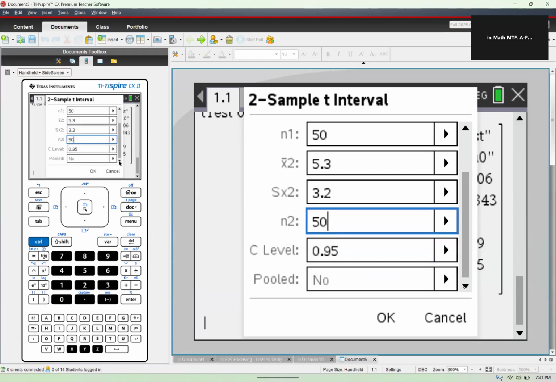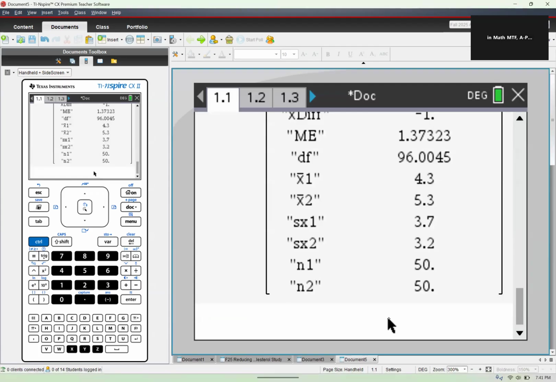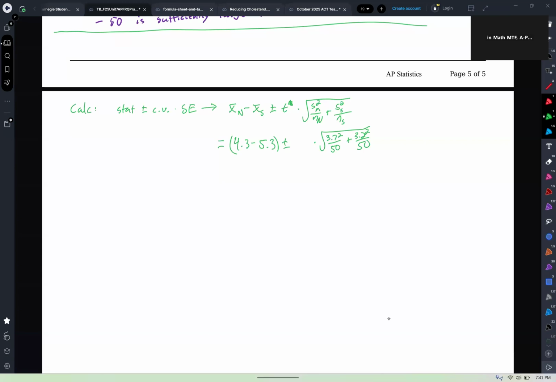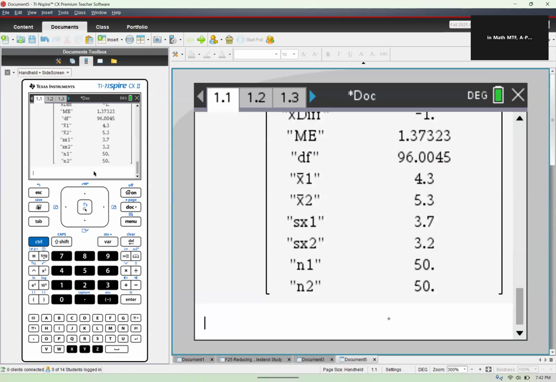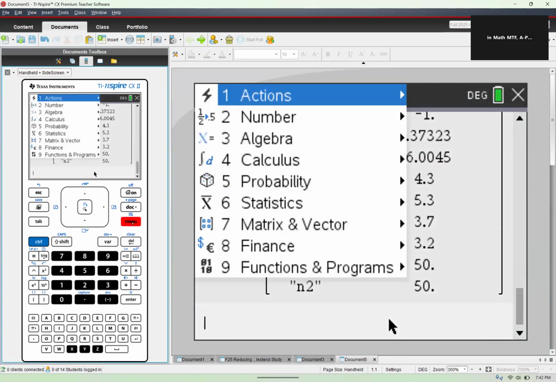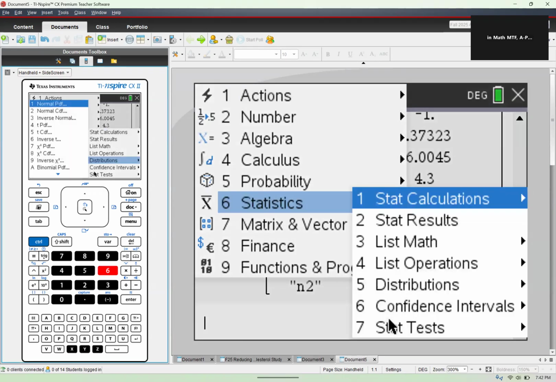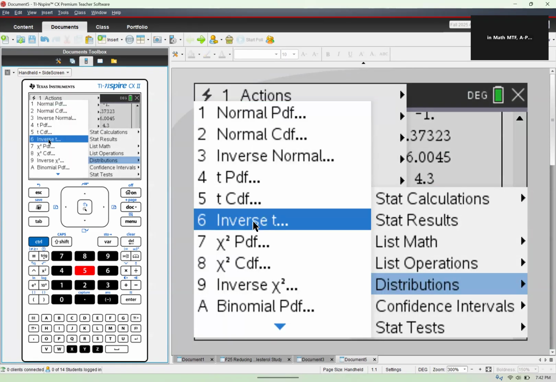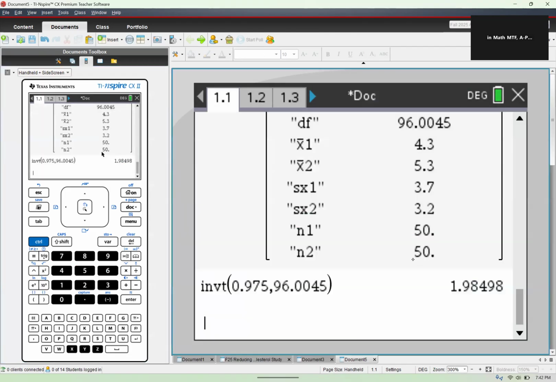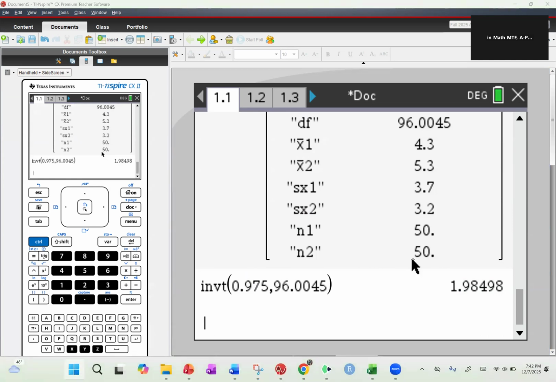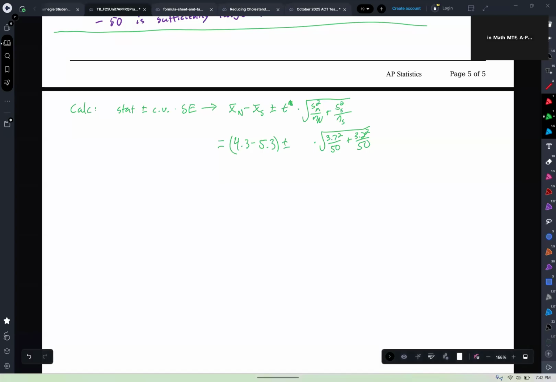Confidence level is 95. Let me check and make sure I didn't mess that up. Okay, looks good. My degrees of freedom is 96. Let's do an inverse t. It's 0.975 for 95%. If you're not sure about that, I'll show you why in a second. With 96 degrees of freedom, it's 1.985. You'll notice it's really close to the 1.96, just a little bit wider.